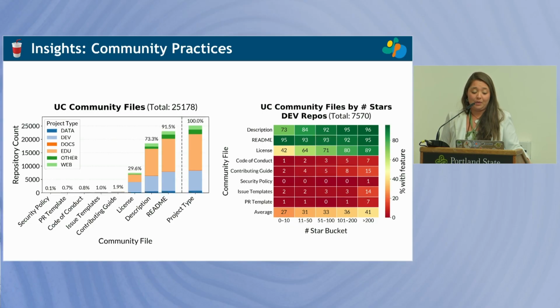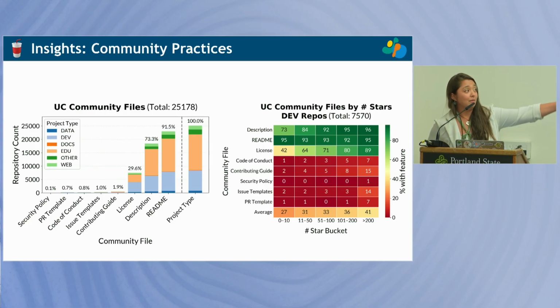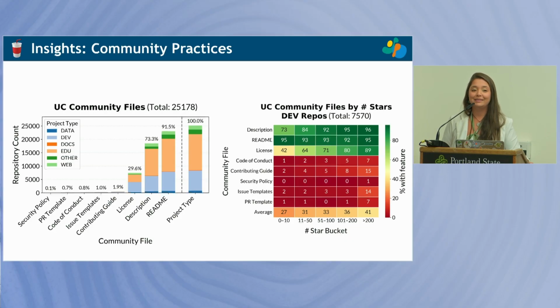And then if we look at the other practices, it's kind of sad because less than 2% of the 25,000 projects have a contributing guide or an issue template or a code of conduct or a PR template. And the security policy is the saddest thing: it's 0.1%. So there's clearly a gap there. I think this informs that academic open source is lacking in terms of security and community practices.